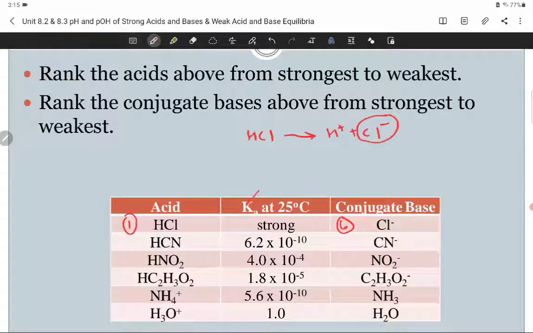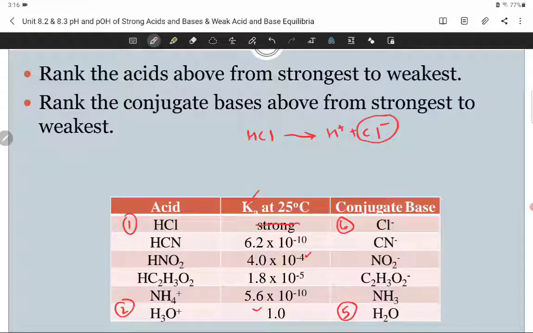So now we look at the Ka value that is the largest. By the way, some textbooks might just call this large. I doubt that many textbooks are going to have a K value that's strong. And then lots of books won't even have a Ka value for HCl or any other strong acid. Our next strongest would be H3O positive, because that's our biggest Ka value next.